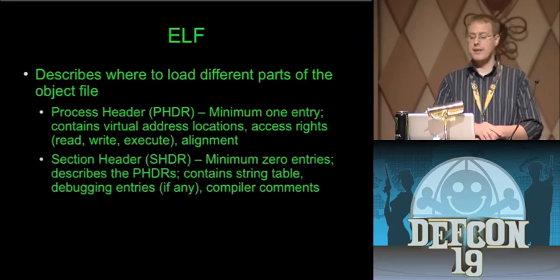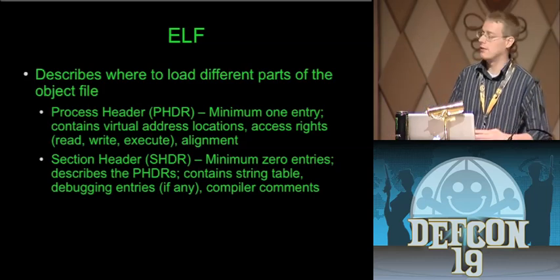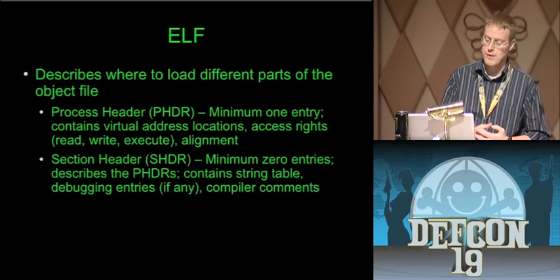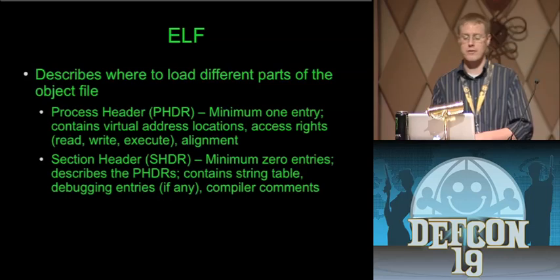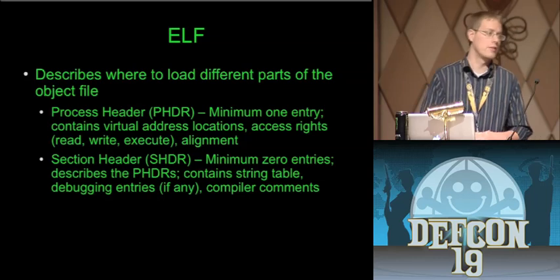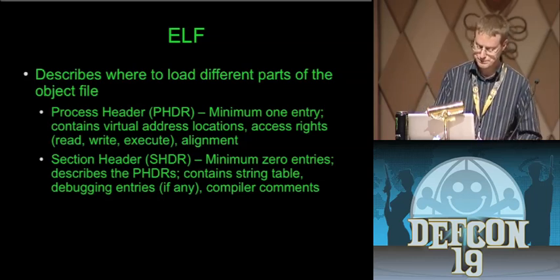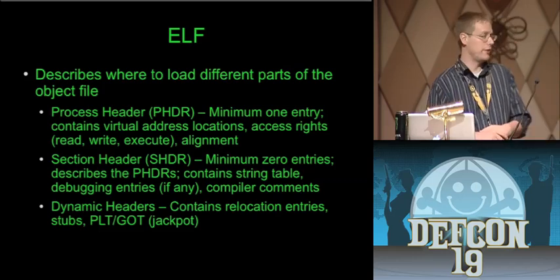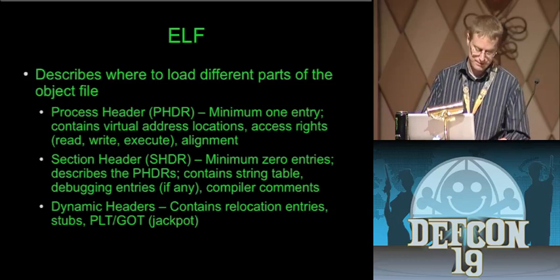You also have section headers. You don't have to have any section headers. All it does is it describes the program headers. Contains a string table and debugging entries, if any, and compiler comments. When you strip a program, you're stripping out most, if not all, of the section headers. Fun little trivia: old school viruses used to store their code in the compiler comments section header. Dynamic headers contain the relocation entries, any stubs, and the PLT GOT, and that is the jackpot. That's where we're going to be spending most of our time.